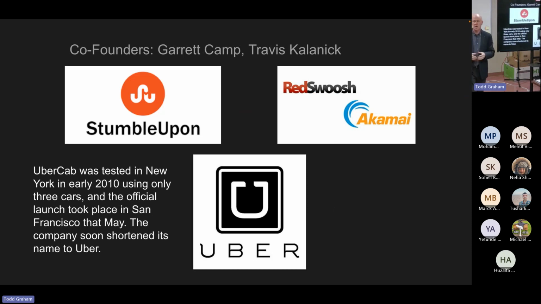Other examples, Uber. Uber was begun by two co-founders from other successful startups, Garrett Camp and Travis Kalanick. What happened was they were going out New Year's Eve, I think it was 2009, and they had to get these taxis, and they rent a limousine, and it was like $300 or $400 for the night. The whole thing seemed like it was ripe for disruption, okay?